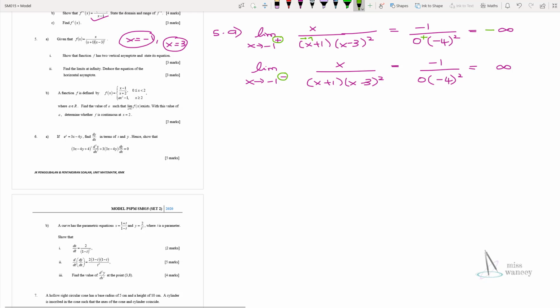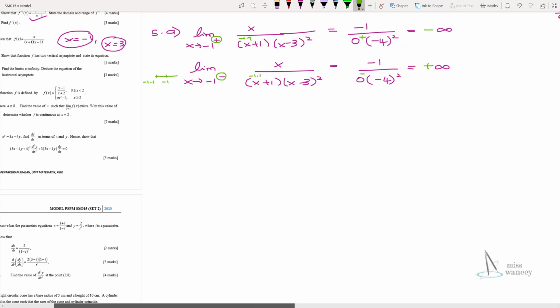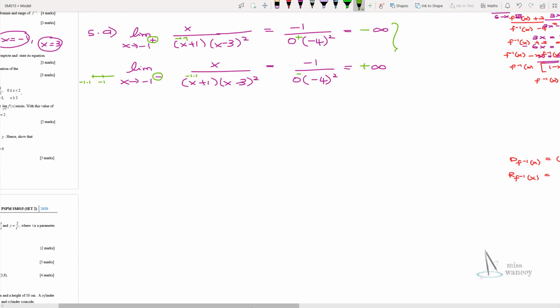Now negative 1 from the left hand side, perhaps negative 1.1. Negative 1.1 plus 1 is negative actually. So a negative number on top and a negative number in the denominator, so this is definitely positive infinity. So from that, I know for sure that x equals negative 1 is a vertical asymptote.